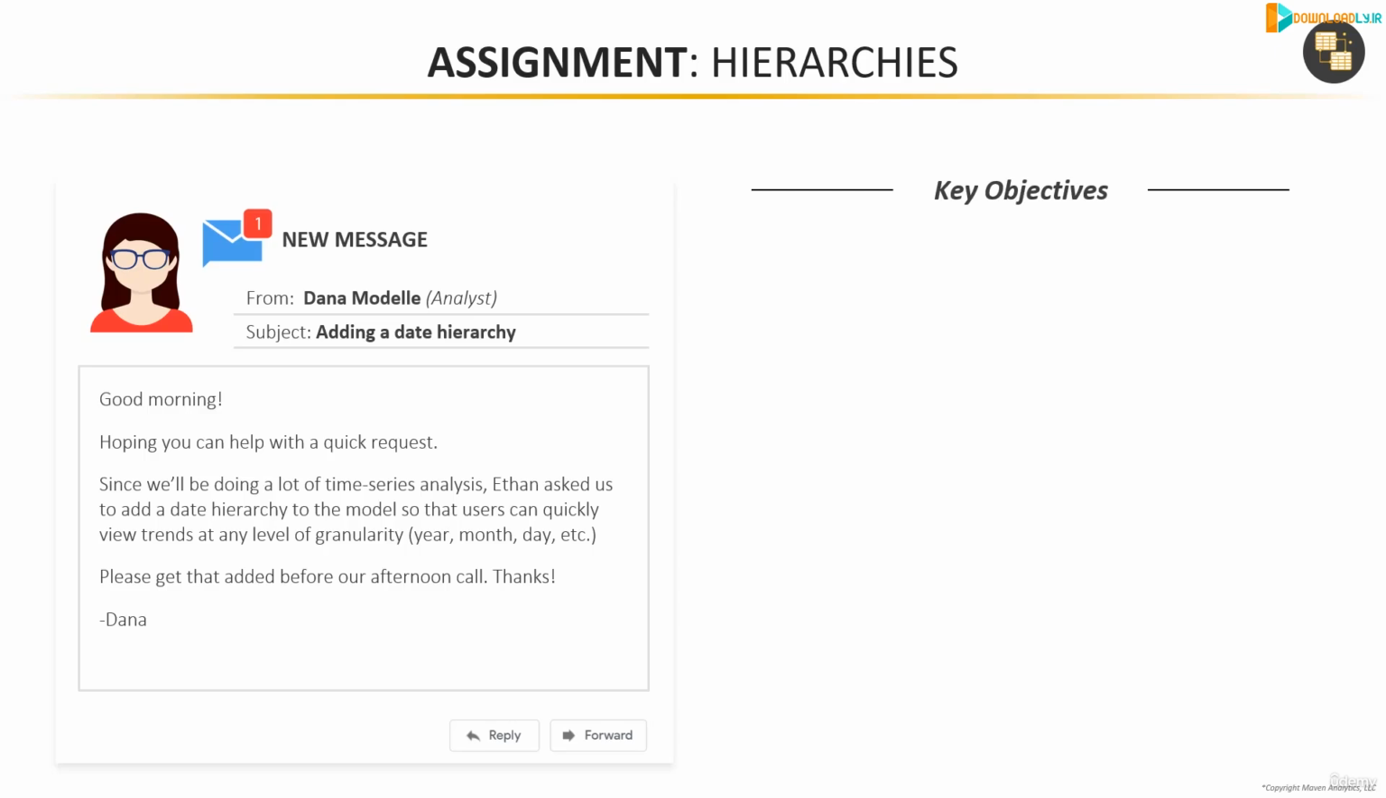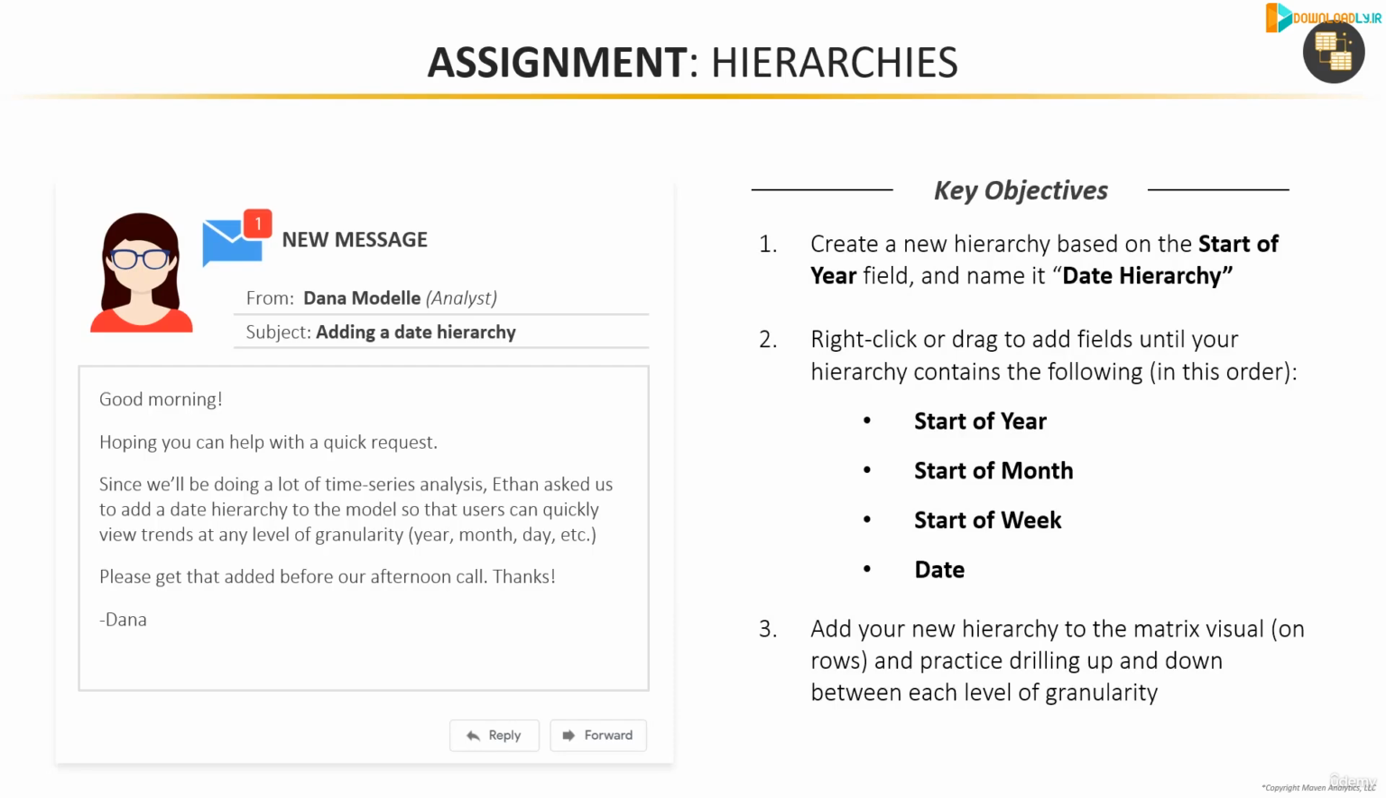Thanks, Dana. So a couple objectives here. You're going to create a new hierarchy based on the start of year field and name it Date Hierarchy. Then you're going to right click or drag to add fields until your hierarchy contains the following fields in this order: start of year, start of month, start of week, and date.